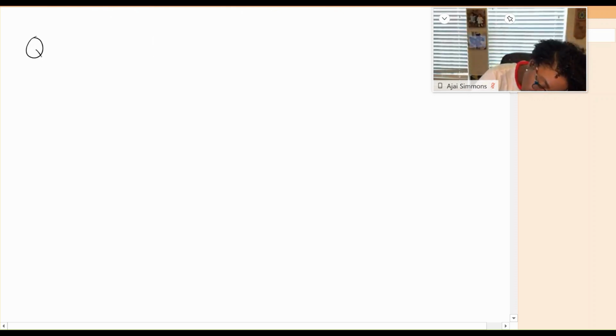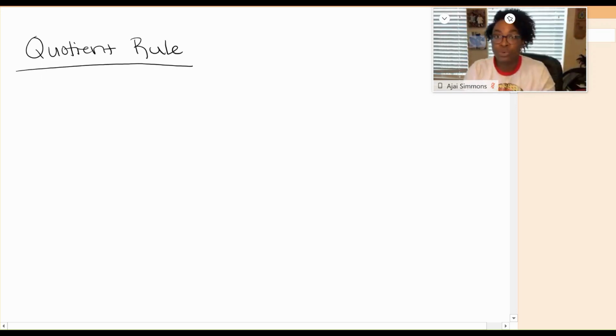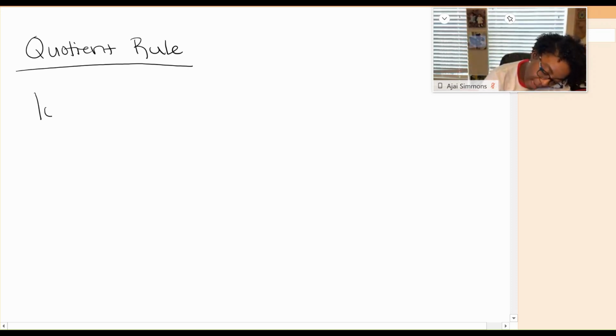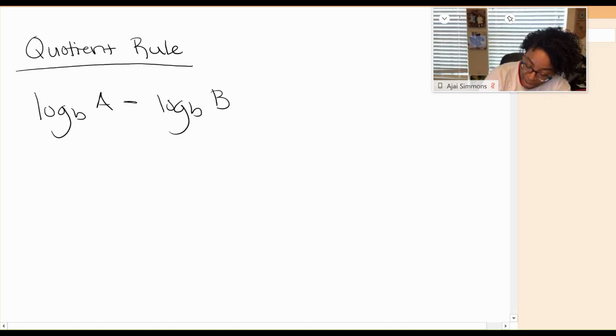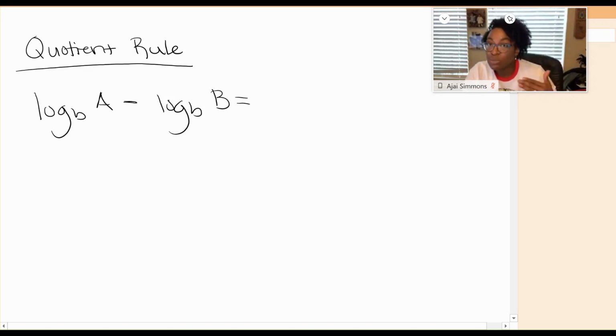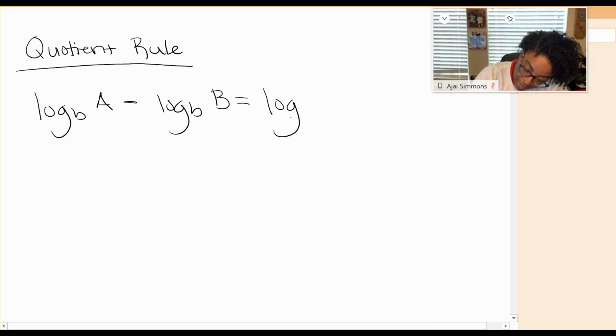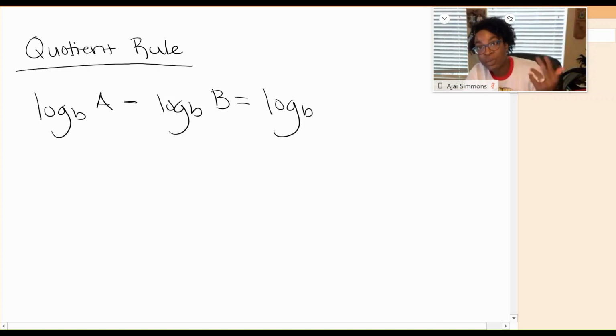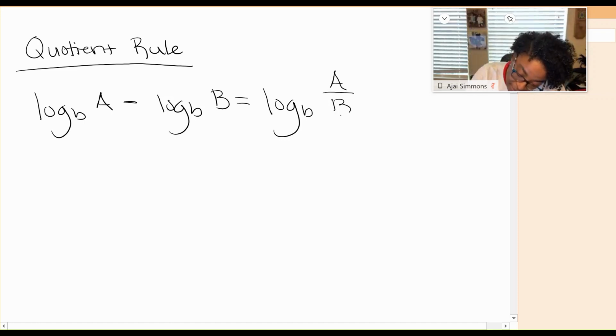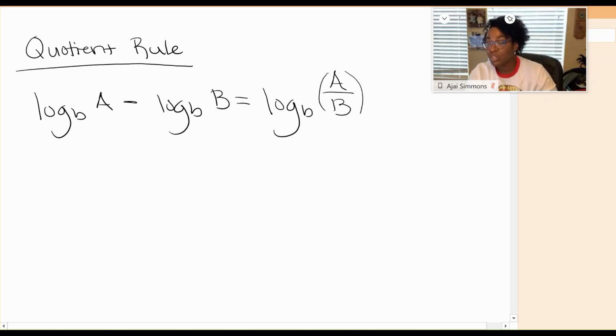Let's look at the next one. The next rule is called the quotient rule. So the quotient rule says, let's say if I have log base b of a minus log base b of capital B. So I'm having to subtract these two logs now. They have the same base, but now you're subtracting them. So in order to bring this together as one log, instead of multiplying like we did with the product rule, we're actually going to divide. See? So subtraction corresponds to division. Addition corresponds to multiplication, product, okay?